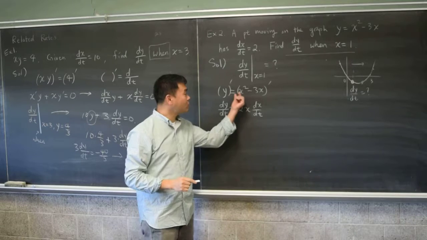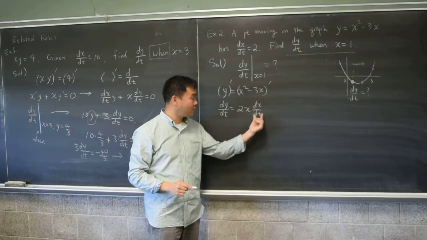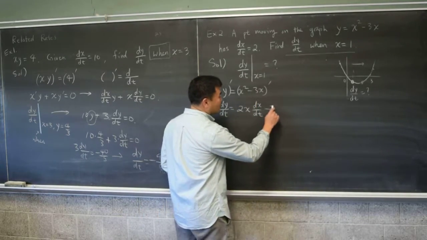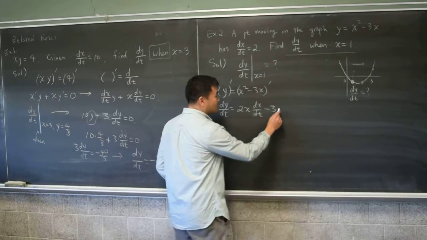See, x is a function of t, which is nested inside the square function, so you have to pull it outside and differentiate by t. And minus 3, and you have x prime, but what is x prime? dx/dt.